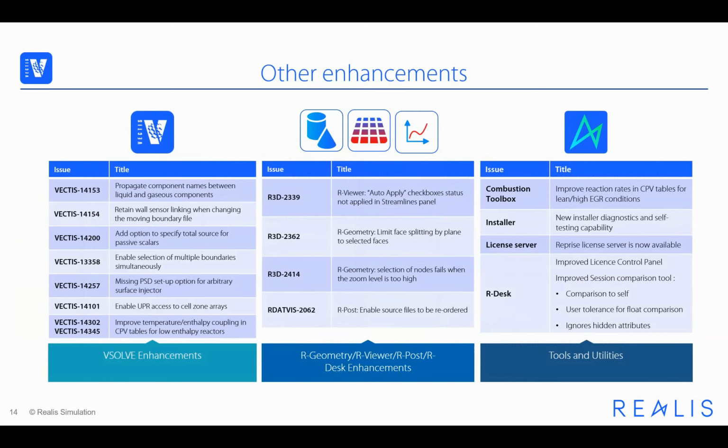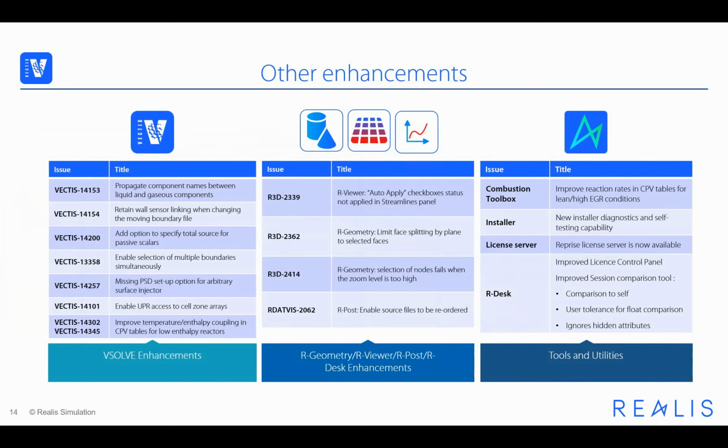The link between wall and wall sensors has been made persistent in the case where the triangulated file of the moving boundary is changed, but the boundary names remain identical. This facilitates the setup of parametric analysis where the moving boundary geometry is a parameter.